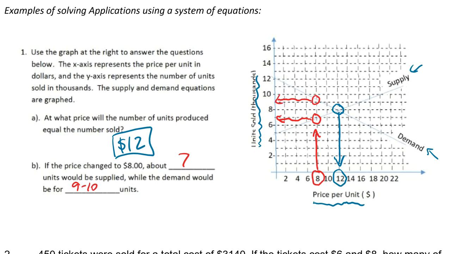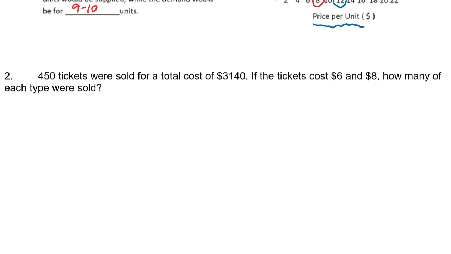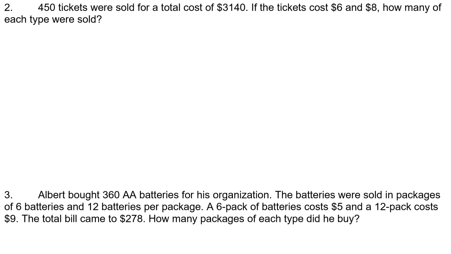All right, now the rest of these examples, we're actually going to have to come up with equations and everything ourselves. So let's take a look at example 2. So for example 2, 450 tickets were sold for a total cost of $3,140. If the tickets cost $6 and $8, how many of each type were sold?